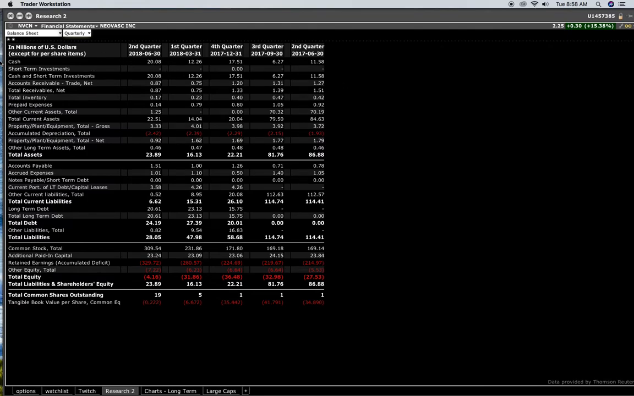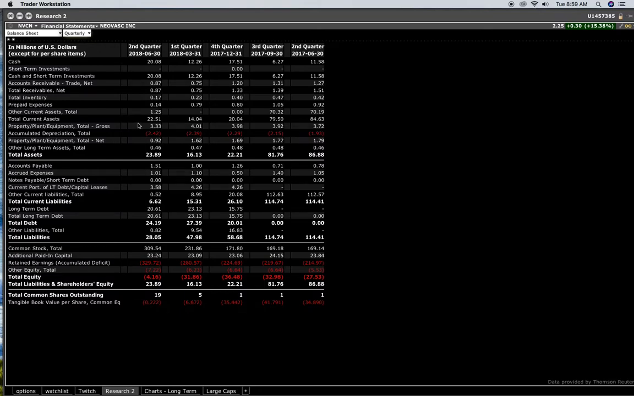Now we have the cash position and all of these tabs: prepaid expenses, total inventory, total receivables, accounts receivables, short-term investments, cash. These are all current assets. Anything above the total current assets line is a current asset. So for this company, most of their assets are cash. They have a lot of cash as of June 30th and not much else, right? Yep, that's about it.